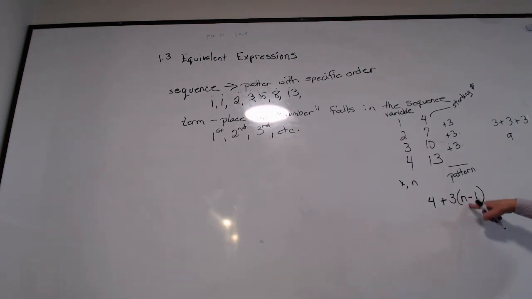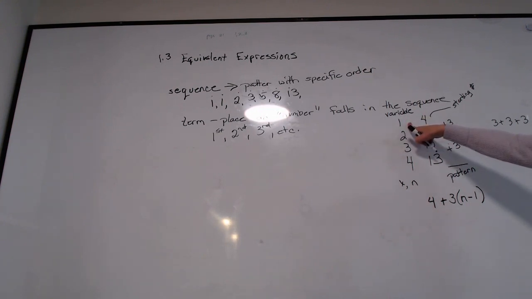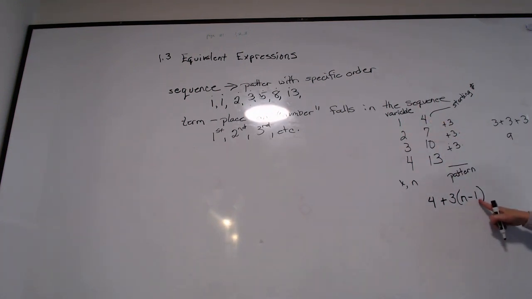Okay, now if it's term 1, how many 3's do I add? None. I would take 1 minus 1, what does that give me? 0. 3 times 0, I'm not adding any 3's for the first term. That's how we can double check it. Do you understand that?